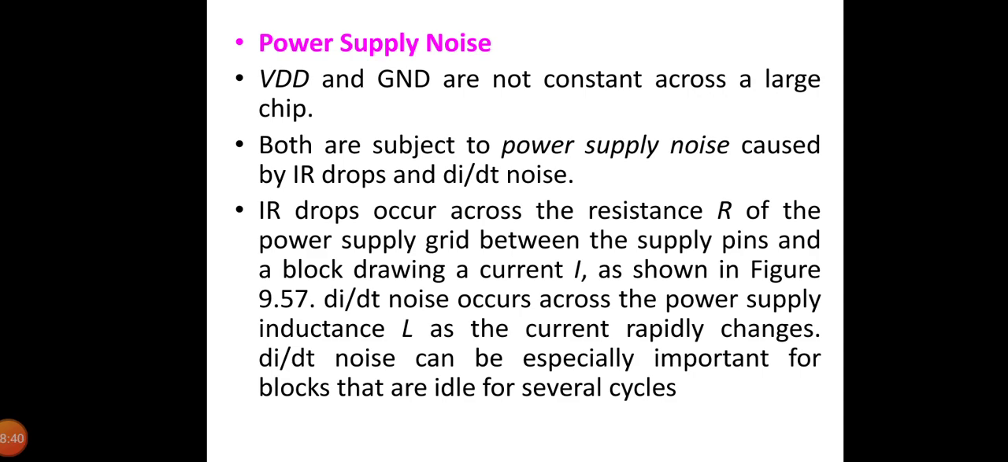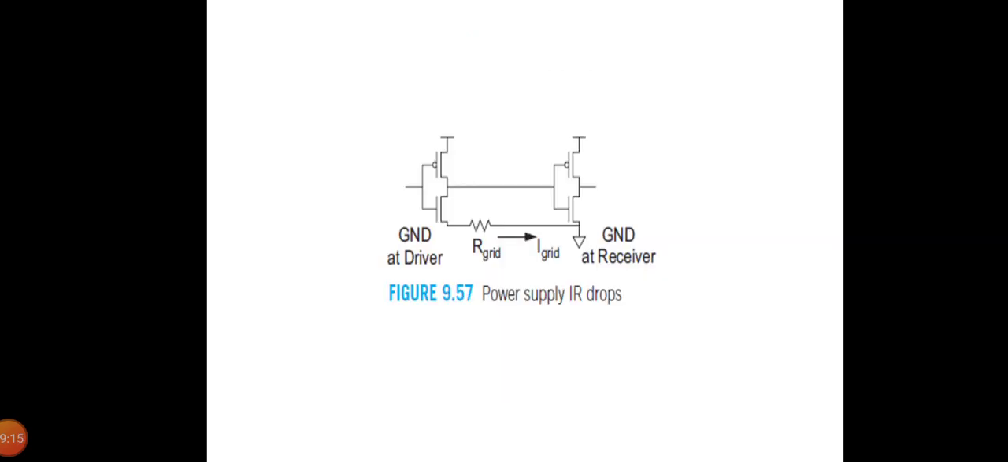And the most important problem is power supply noise. Usually VDD and ground are not constant across a large chip. They may vary at some points because both are subject to power supply noise caused by IR drops and L dI/dt noise. IR drops occur across the resistance R of the power supply grid between the supply pins and a block drawing a current I. And L dI/dt noise occurs across the power supply inductance L as the current rapidly changes. L dI/dt noise can be especially important for blocks that are idle for several cycles.